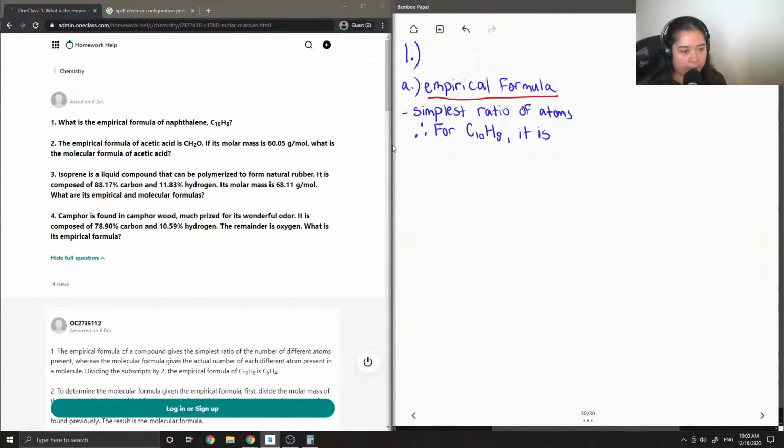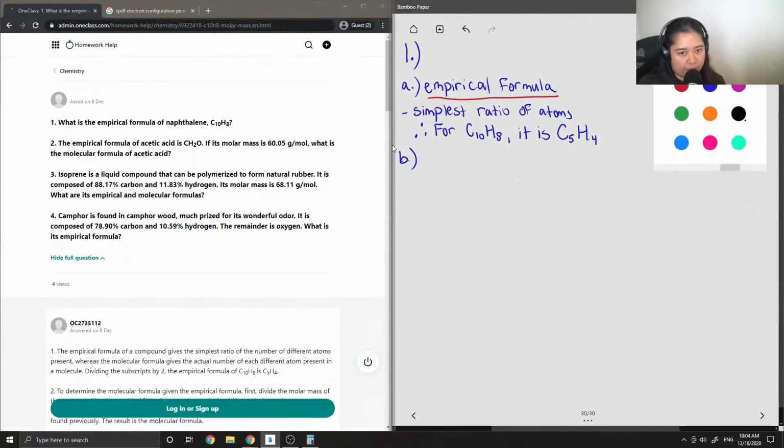So notice that both 10 and 8 are divisible by 2. So the empirical formula would just be C5H4. And that is the answer to the first part of question 1. So the second part gives us the empirical formula, CH2O. And it also gives us the molar mass, which is 60.05 grams per mole. What is the molecular formula of acetic acid?